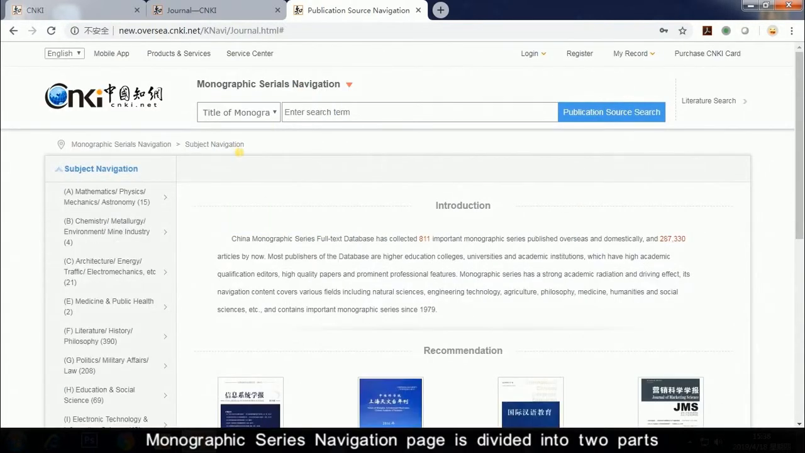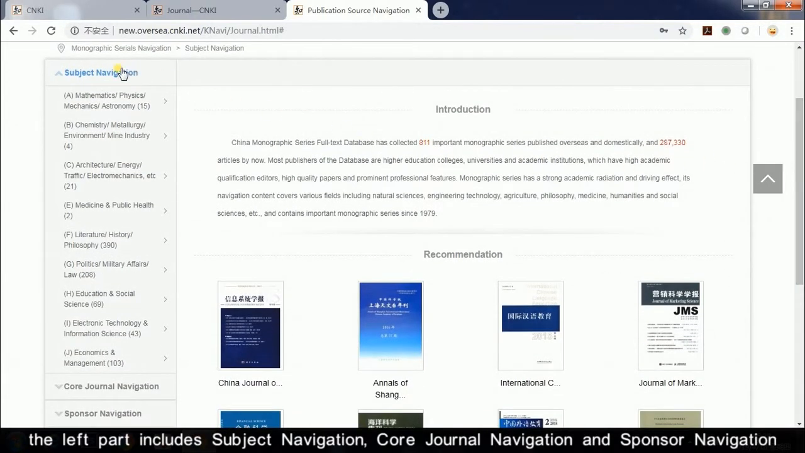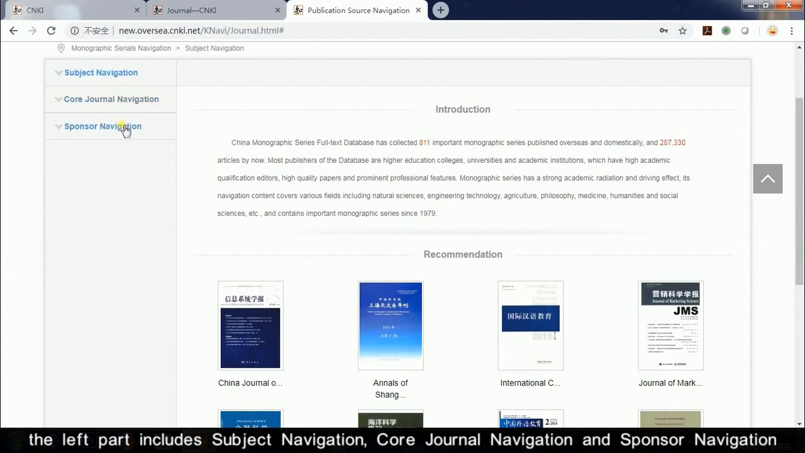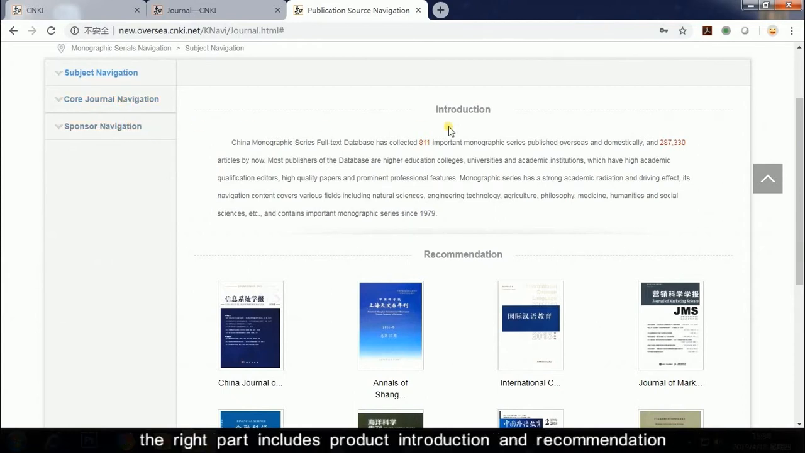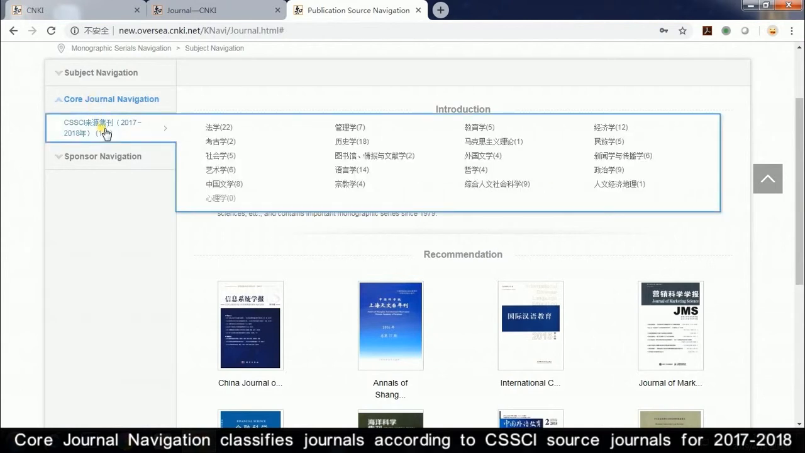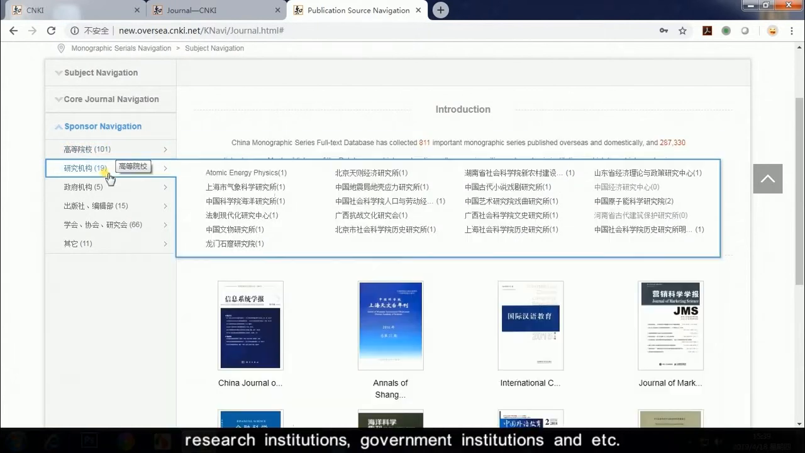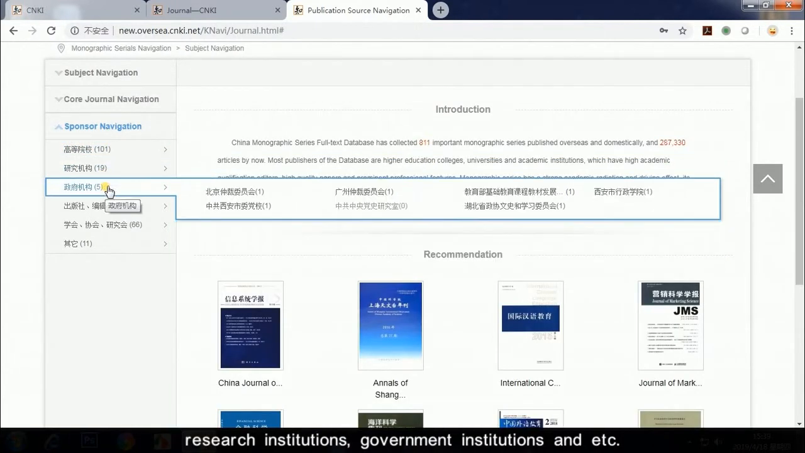The monographic series navigation page is divided into 2 parts. The left part includes subject navigation, core journal navigation, and sponsor navigation. The right part includes product introduction and recommendation. For subject navigation, please refer to 10 series navigation. Core journal navigation classifies journals according to CSSCI source journals for 2017 to 2018. Sponsor navigation classifies journals by sponsors like colleges and universities, research institutions, government institutions, and etc.